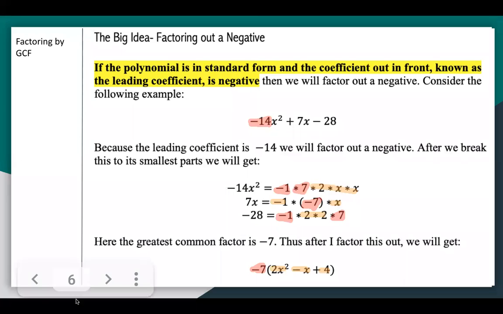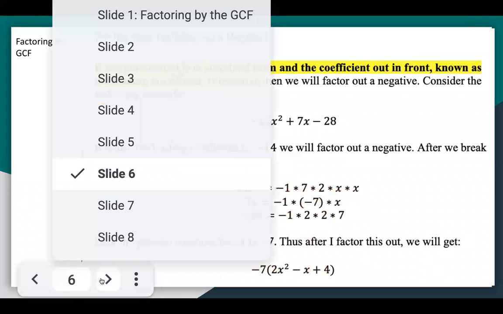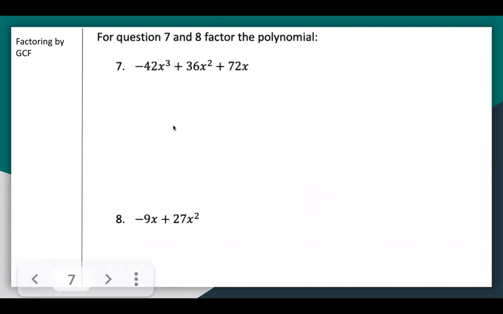So taking a look at this next example here, I need to clear my drawing. Okay. Try questions 7 and 8. If you haven't paused, make sure you pause. Work with a partner if you need to, and then we're going to finish up this 7 and 8.